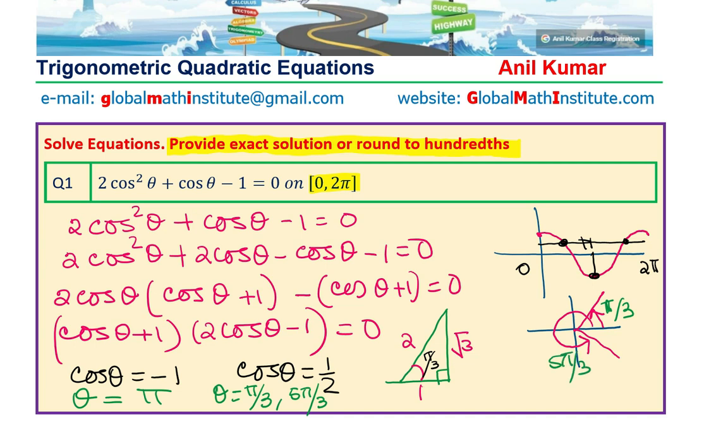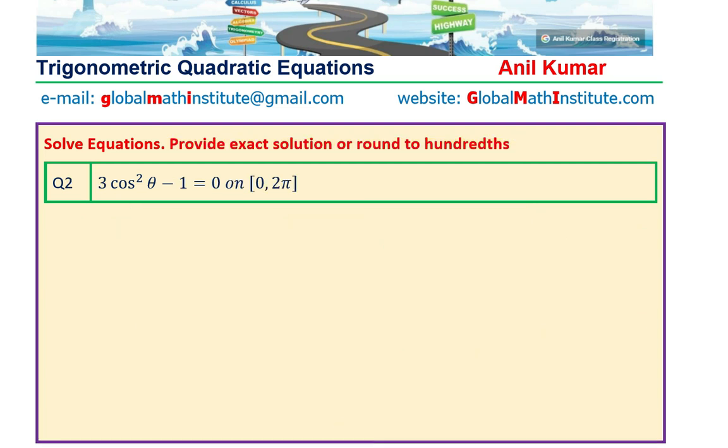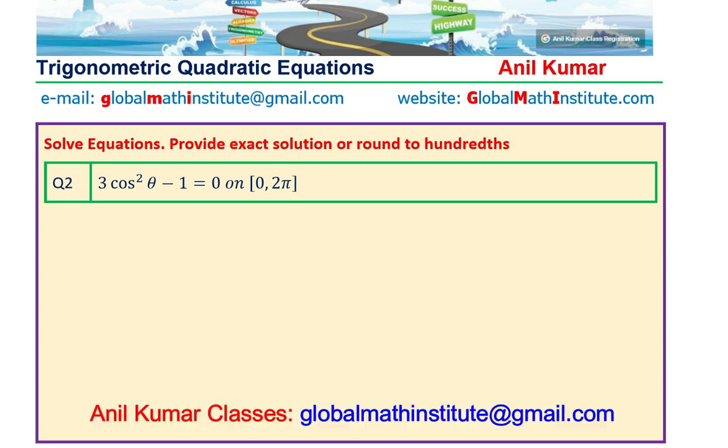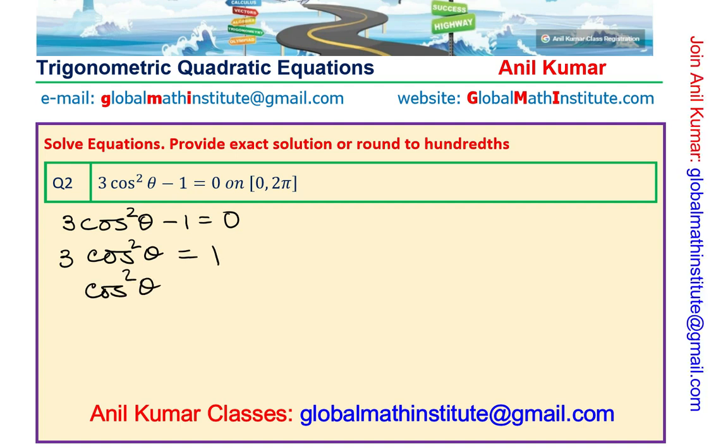Perfect. So I hope this strategy is clear for these quadratic type trigonometric equations. Remember your special triangles, and if required, solve with the calculator. Here is the second question: 3 cos square theta minus 1 equals 0. Rearrange. So we get 3 cos square theta equals 1, or cos square theta equals 1 over 3, or cos theta equals plus minus 1 over square root 3.